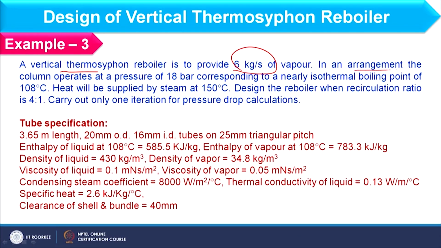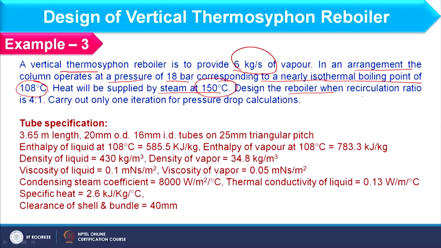In this arrangement, the column operates at a pressure of 18 bar, which corresponds to a nearly isothermal boiling point of 108 degree Celsius. Heat will be supplied by steam at 150 degree Celsius. So you see in this case, on either tube side or shell side we have isothermal condition, so we have to find the mean temperature difference accordingly. Here we have to design the vertical thermosiphon reboiler to maintain a recirculation ratio of 4:1. Further, we have to carry out only one iteration for pressure drop calculations.